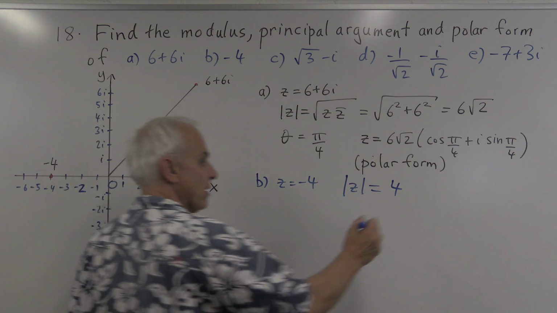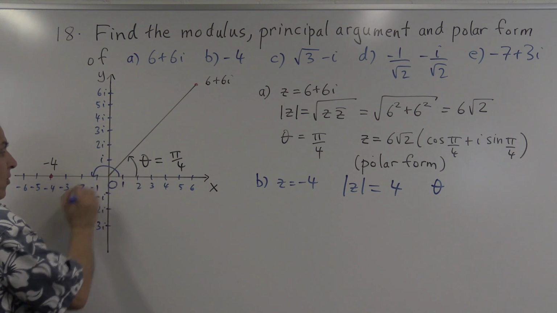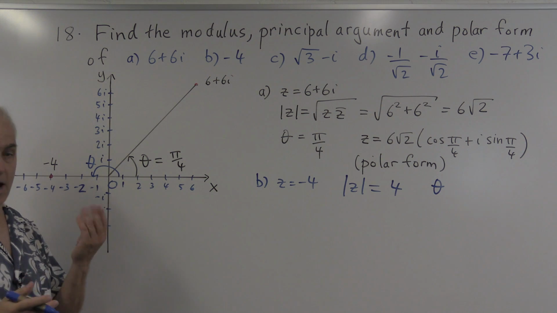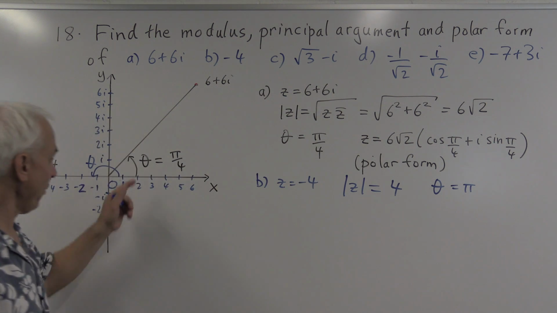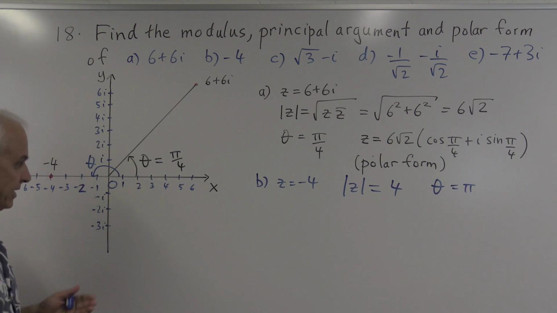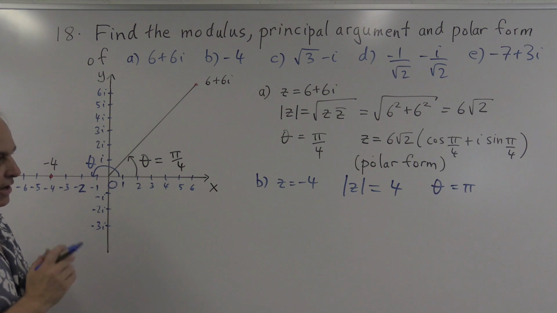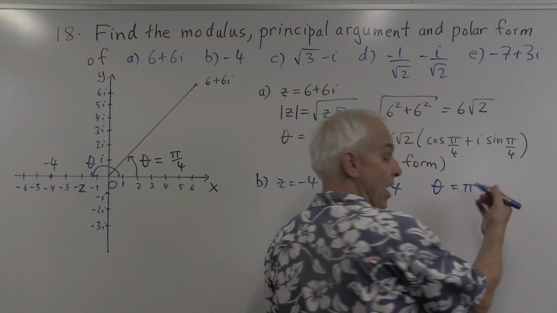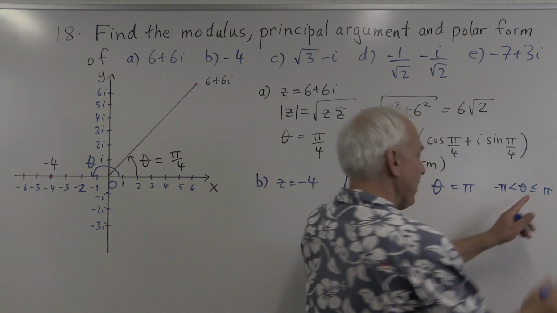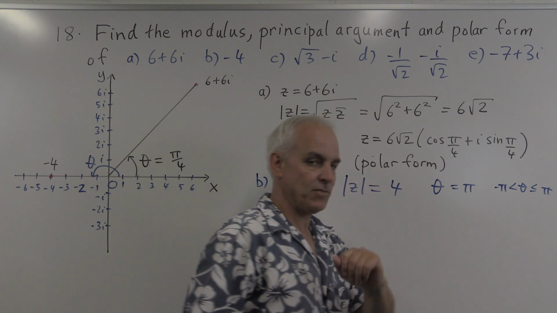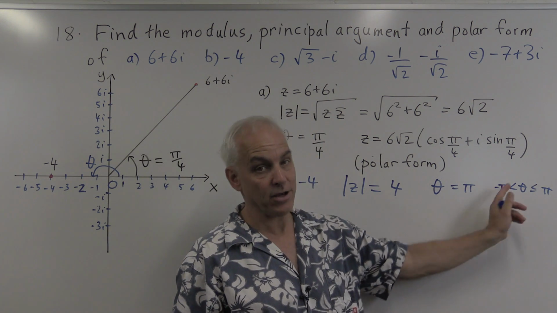What about the argument? Well, this angle here is going to be theta. That's going to be pi. And somebody might ask, well, isn't it also minus pi? And yes, the angle of pi and the angle of minus pi really represent the same direction. But we have agreed that for us, the principal argument always ranges between minus pi and pi with an equality on this side. So if there's any possible ambiguity, exactly in this case here, we're going to choose the angle to be pi and not minus pi.